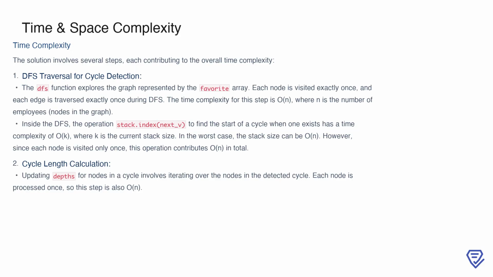Within the DFS, there's an operation stack.index(next_v) to locate the start of a cycle when one is detected. While this operation has a complexity of O(k) for a single call, where k is the current size of the stack, we ensure that each node is visited only once during the traversal. Hence, the total contribution of this operation is O(n) across all nodes. Next, cycle length calculation involves updating the depths array for nodes within a detected cycle. Since each cycle node is processed exactly once, this step also contributes O(n) to the overall time complexity.